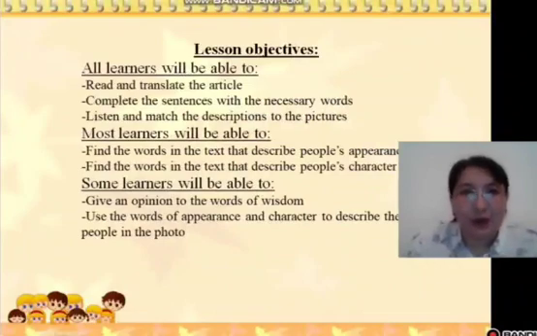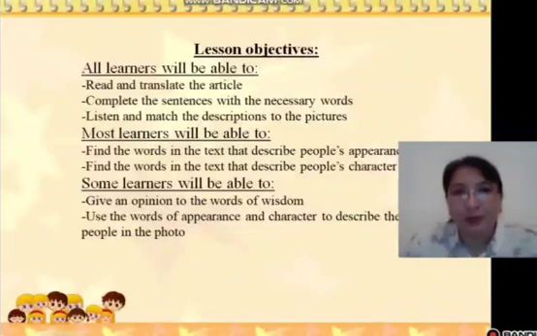Lesson objectives. All learners will be able to read and translate the article, complete the sentences with the necessary words, listen and match the descriptions to the pictures. Most learners will be able to find the words in the text that describe people's appearance, and find the words in the text that describe people's character. Some learners will be able to give an opinion on the words of wisdom, and use the words of appearance and character to describe the people in the photo.